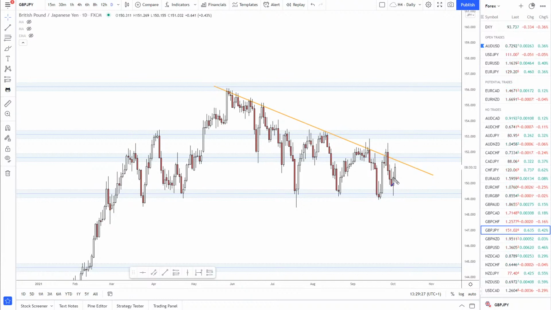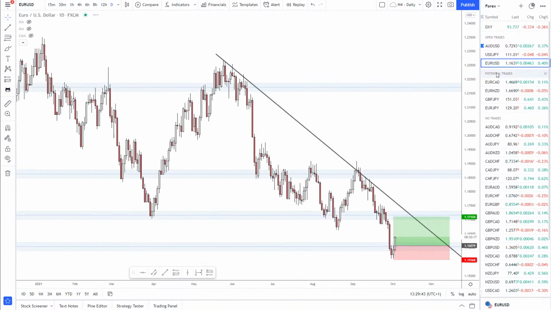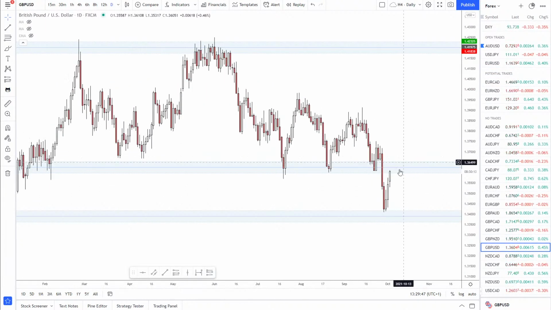GBP JPY, I have to be honest, I'm tempted to go in short if it hits this resistance area. Yeah, okay. GBP USD, okay.